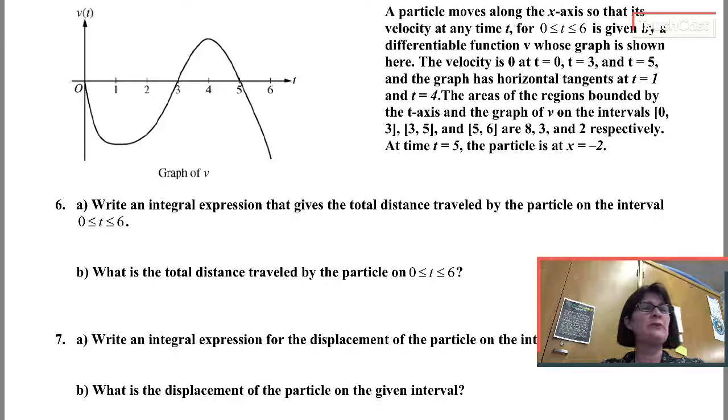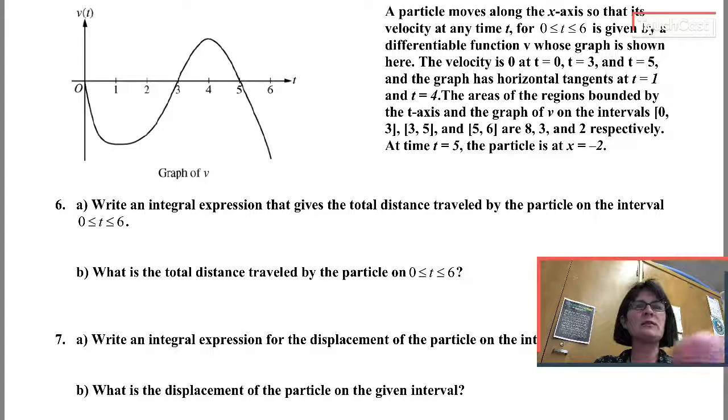All right, so here, make sure you read very carefully. I know that I have a particle moving along the x-axis, so I have velocity here in the graph. I don't have a function for it, but this is the graph of the velocity, and I've been told it's differentiable. And they're saying, I'm not trying to trick you, the velocity really is 0 at time 0 and 3 and 5. And it tells us about horizontal tangents, so it turns out we don't actually need that, at least not for now.